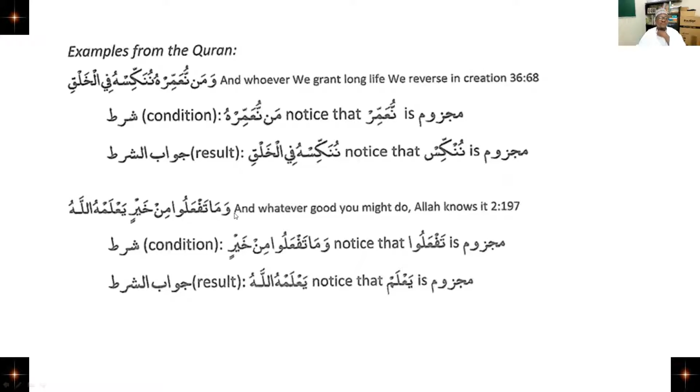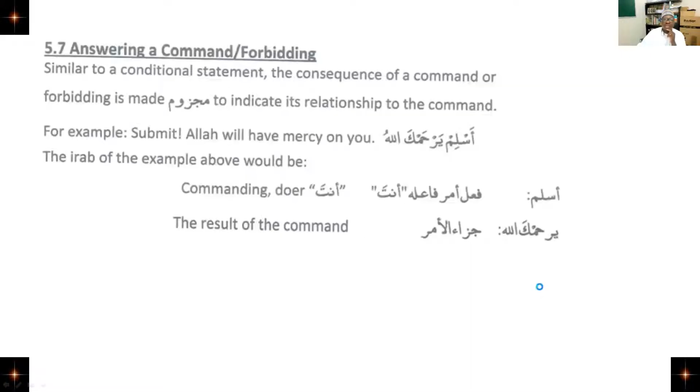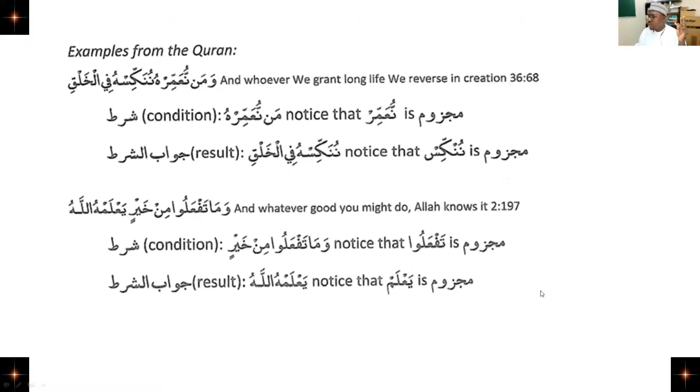In the case of this ma, it affects the fi'il by making the fi'il jazm, unlike the other one. And this ma is a conditional ma. It works on two fi'ils, unlike the other one. These are some of the things that, with practice, will come to sit in place. So the fi'il shart is wa ma taf'alu, and then the jawab shart is ya'lamhu. The whole of wa ma taf'alu min khairin is the shart itself, and then the jawab is ya'lamhu Allah. So we have now learned about in, man, and ma as the shart tools.